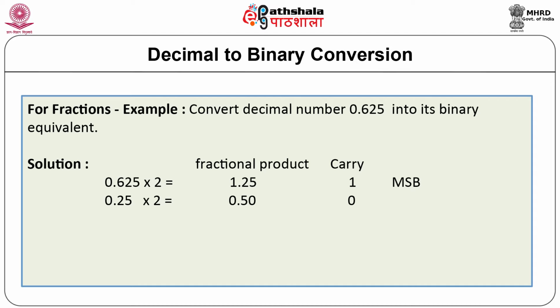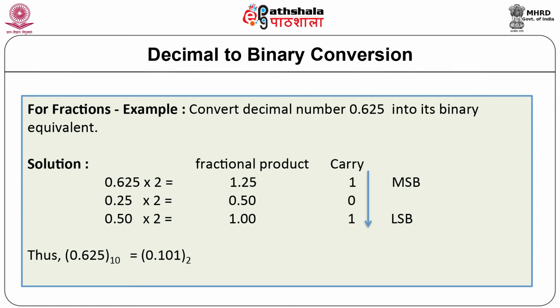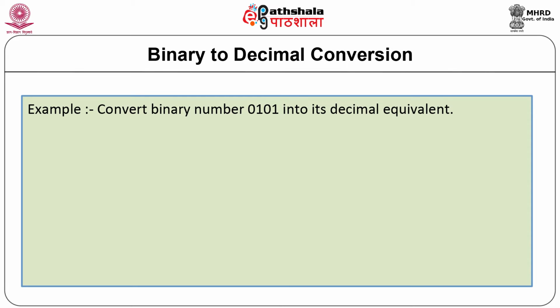0.25 is multiplied by 2 to get product 0.50, indicating carry as 0. 0.50 is multiplied by 2 to get product 1.00, indicating carry as 1, which is treated as LSB. The carries are taken in downward direction from top to bottom. Thus, 0.625 in decimal can be represented as 0.101 in binary.